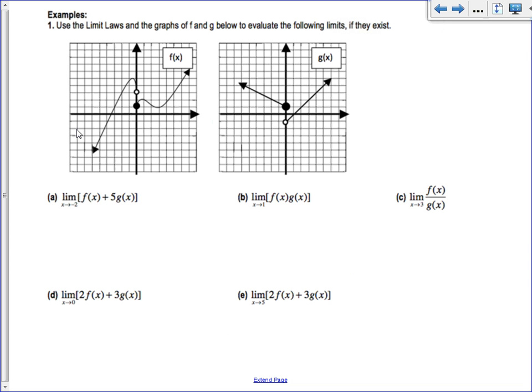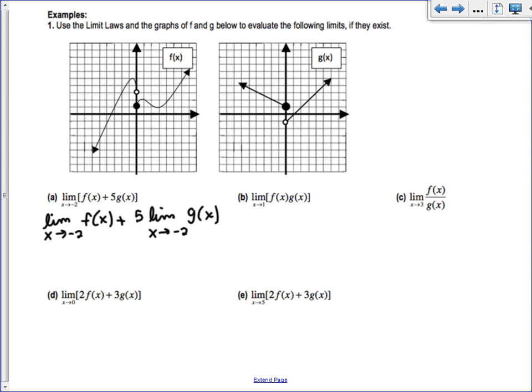So it says use the limit laws and the graphs of f and g to evaluate the following limits, if they exist. For the limit as x goes to -2 of f of x plus 5 times g of x, that's the limit as x goes to -2 of f of x plus, you can just pull the 5 out, 5 times the limit of g of x. The limit part only has to go with the x's. Anything that has an x still has the limit with it.